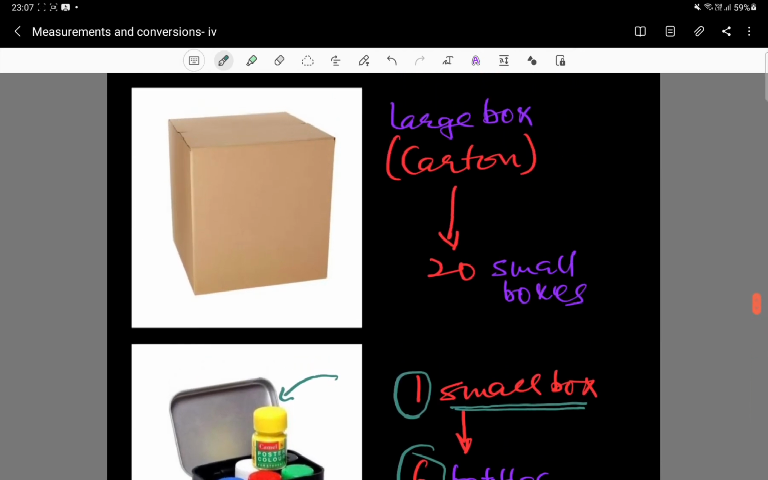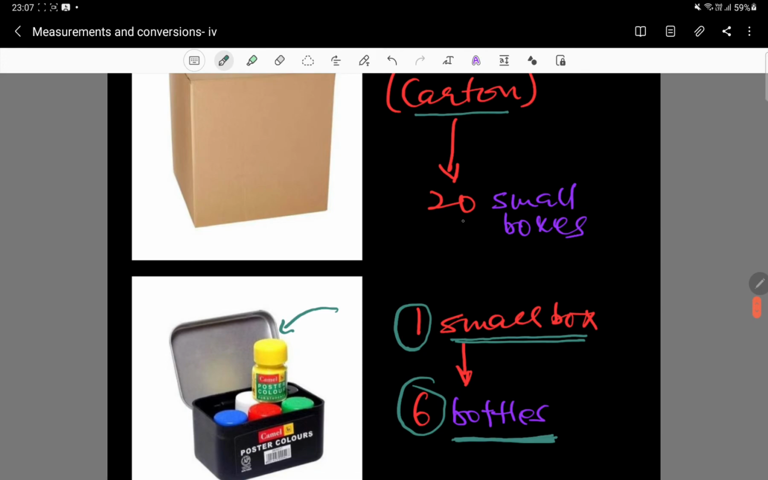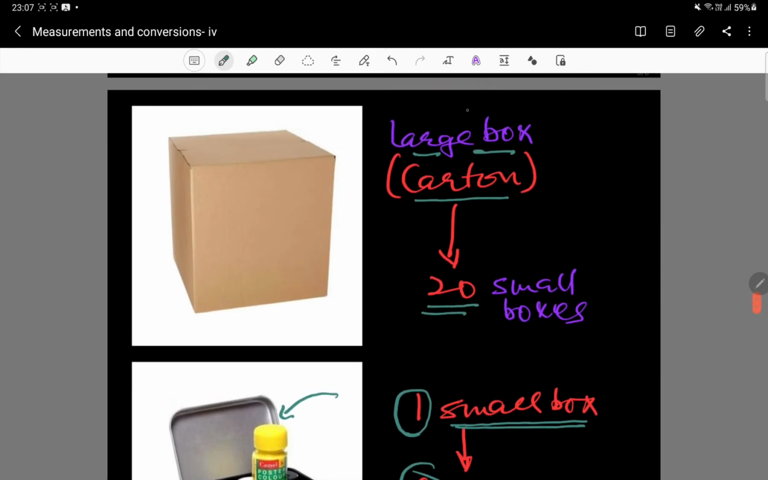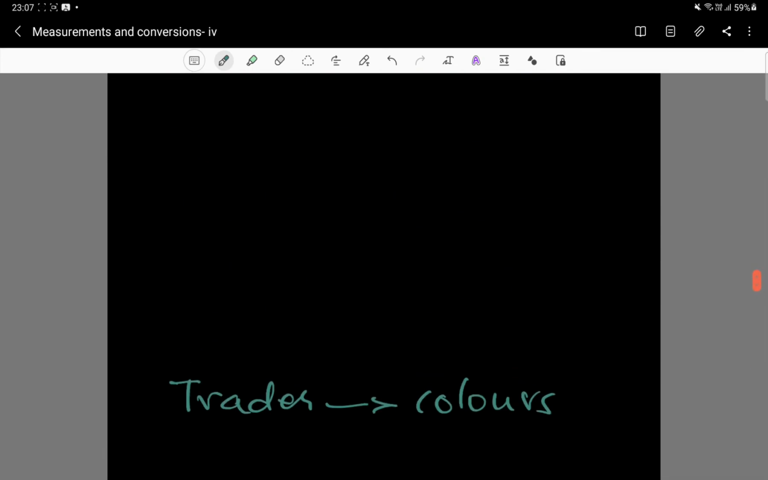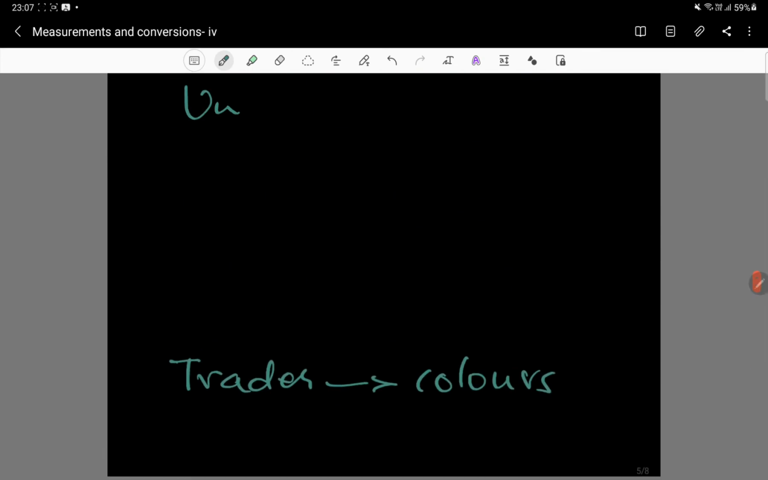Now I have a large box, and a large box is also called a carton. And inside this carton, I can fit 20 small boxes. So the large box also becomes a unit of measuring color. So what I've done in this example is I have constructed a unit to measure colors. And what are those 3 units?